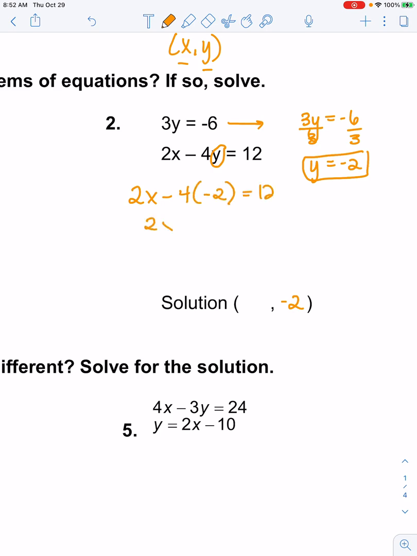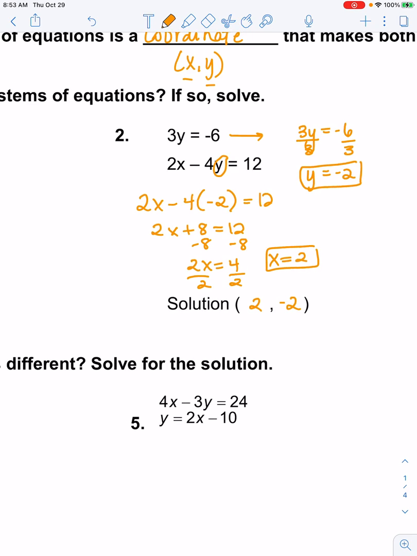Then I just have to work this problem out, simplify and solve, and x equals 2. So I have now found my solutions to both of these systems without using a graph and just simply using our knowledge of substitution and how variables work.